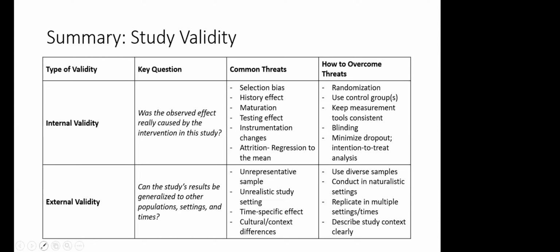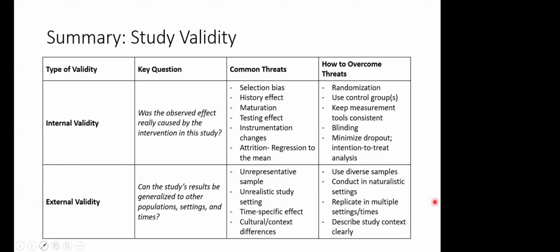Then external validity, as we said, asks: can the study results be generalized to other populations, settings, or times? There are various threats to this, including, number one, using an unrepresentative sample, where study participants differ significantly from the population to which the results will be applied. For example, testing a malaria vaccine only in young, healthy adult males when it is intended to be used for children. So how do we minimize this?